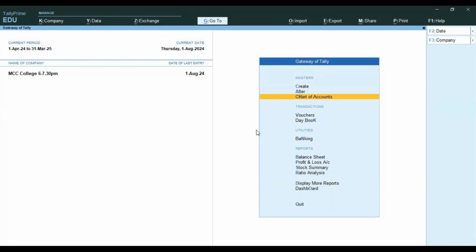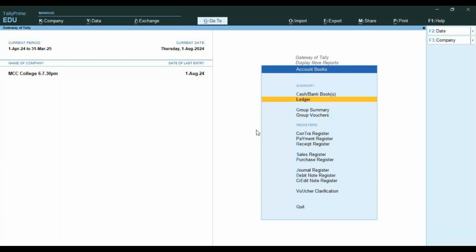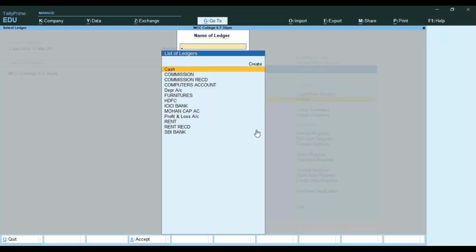Go to Gateway of Tally. Under that, you go to Display More Reports. Under that, you go to Account Books. Under that, you go to Ledgers. Enter in the ledger, any ledger you want, you can use.